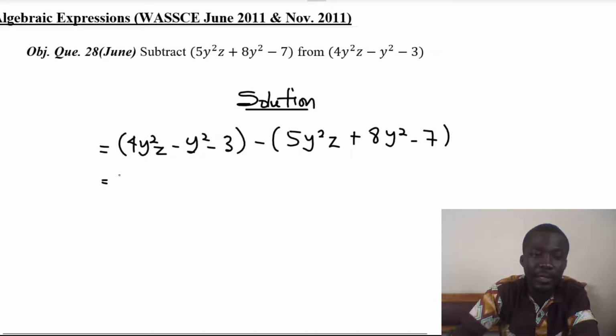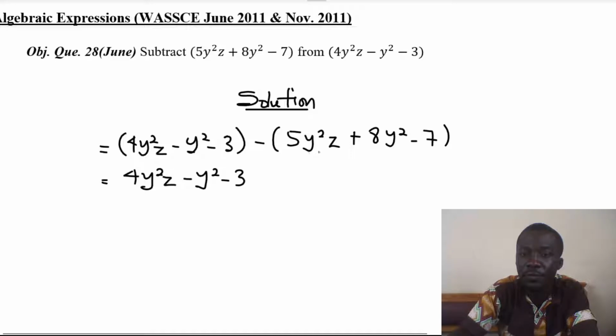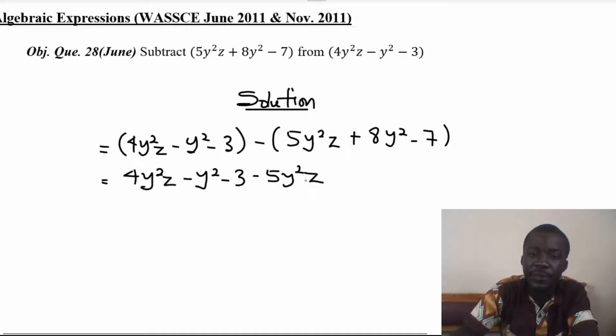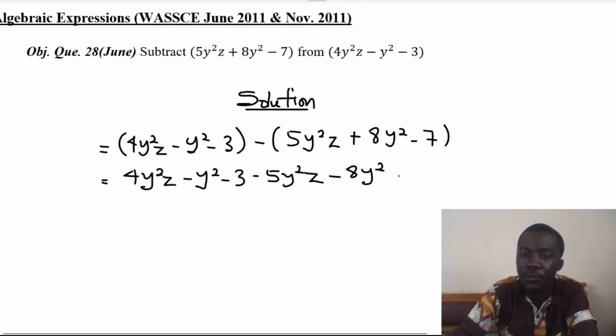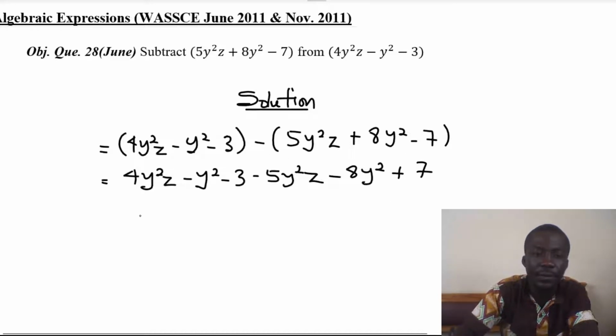When we open the bracket, we are going to get 4y squared z minus y squared minus 3 here. Then the negative sign will change the signs in front of each of the terms inside the bracket. So here we have positive, it will change to negative 5y squared z. Then here is also positive, then minus 8y squared. Then negative, here is negative, so plus 7.